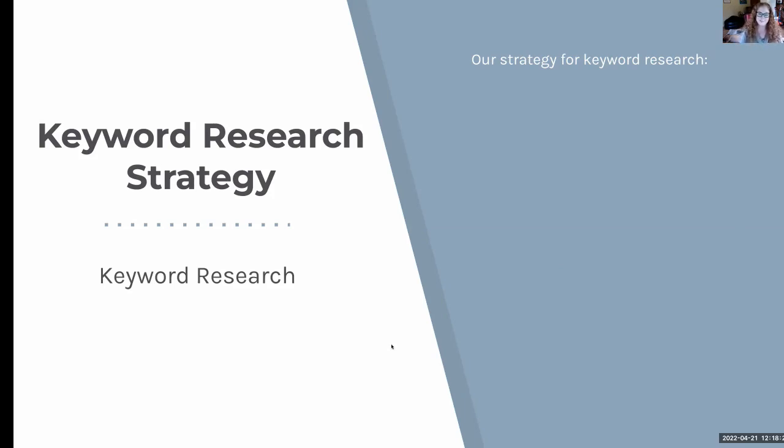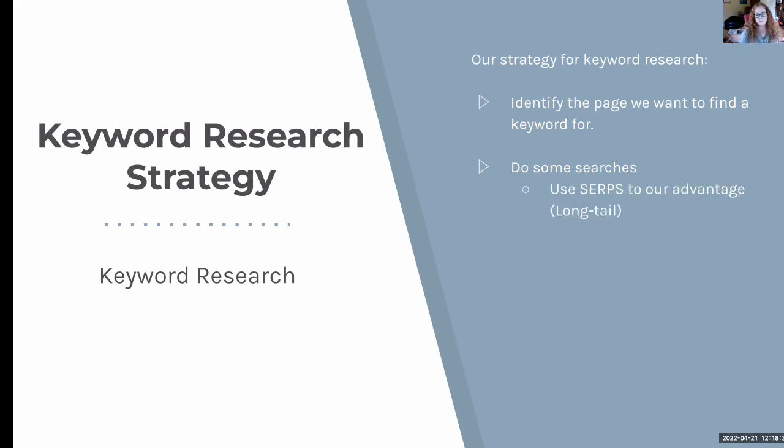Our strategy for keyword research is, we don't have one. No, I'm just joking. We identify the page we want to find a keyword for. We do some searches. We use the SERPs to our advantage. We're looking for keywords. The first word we pick might not be the word we end up with. We use other tools like the Google Keyword Planner and Google Trends to dig deeper.